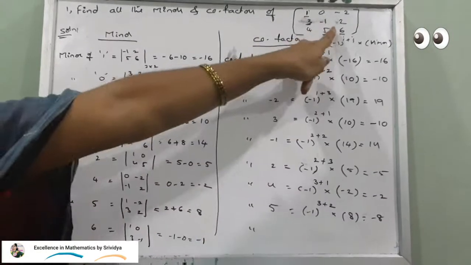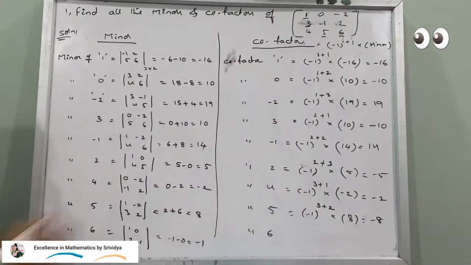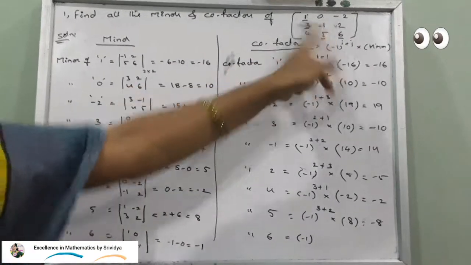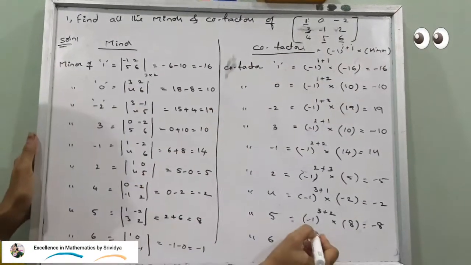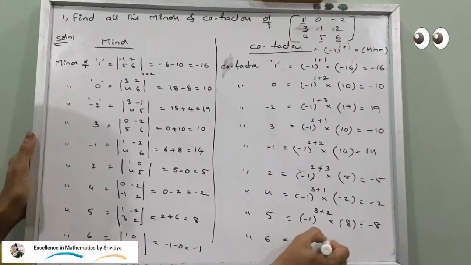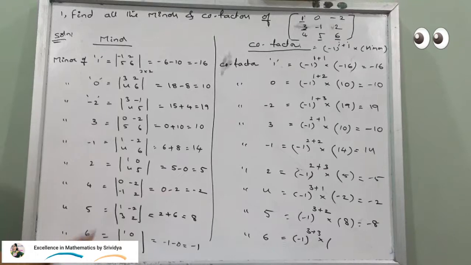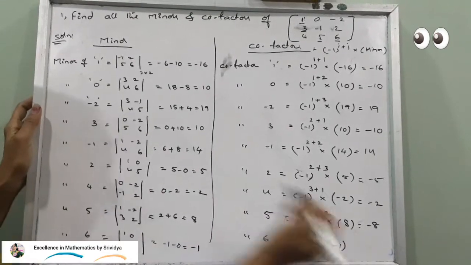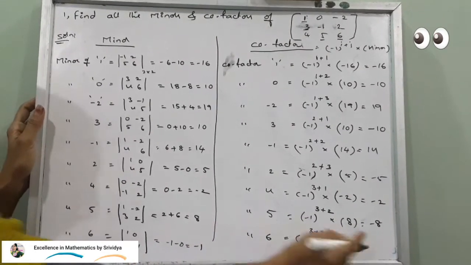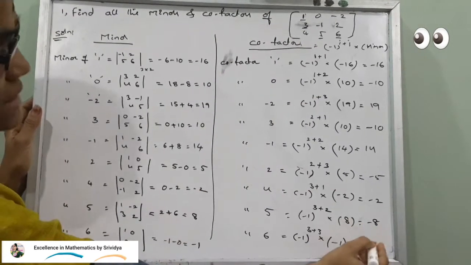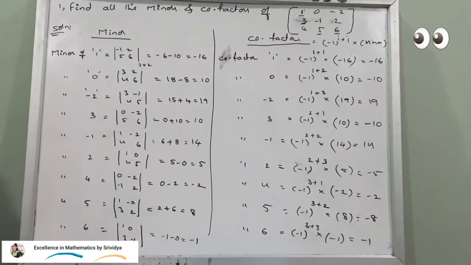Now the last element is 6. Cofactor of 6 is equal to minus 1 whole power, 6 is in third row third column. That means i is equal to 3 and j is equal to 3, into minor of 6. Minor of 6 is minus 1, which is equal to minus 1 whole power 6, which will be plus 1, into minus 1, which is minus 1.